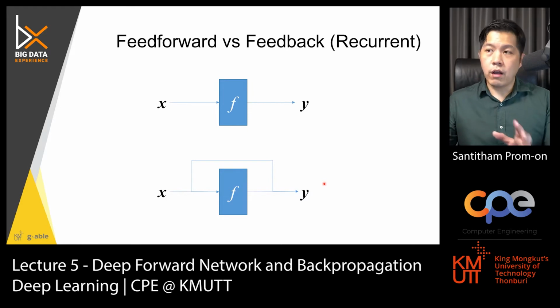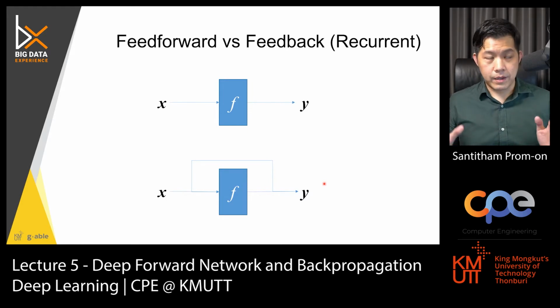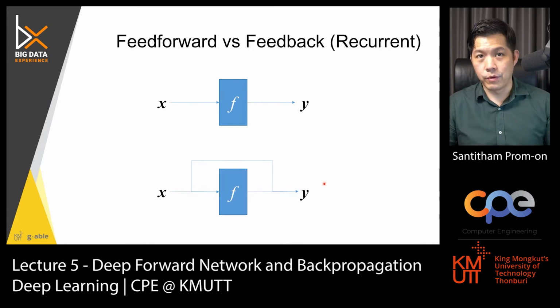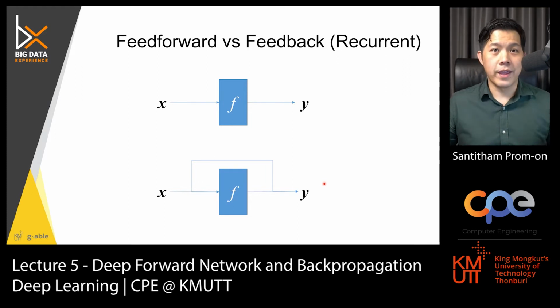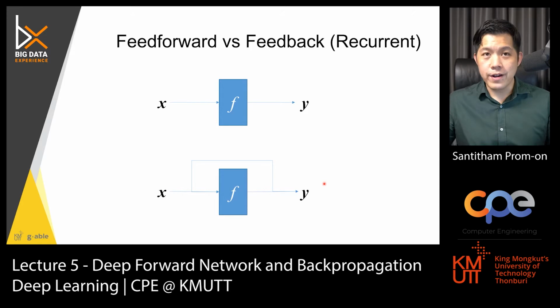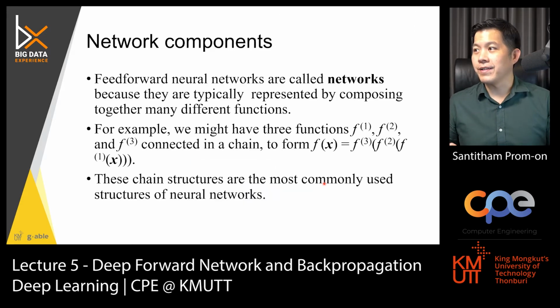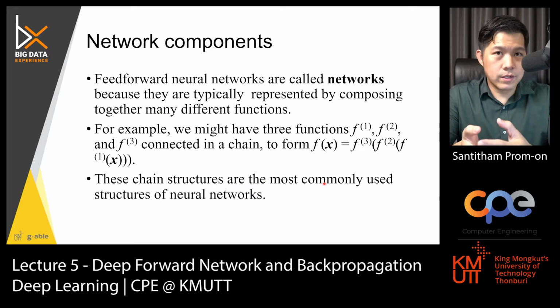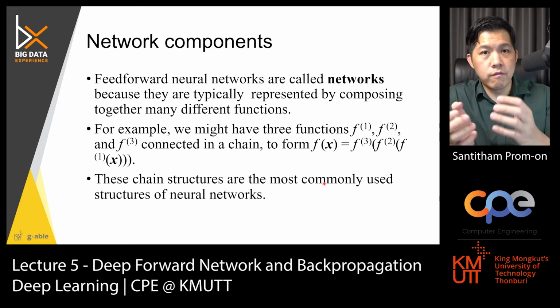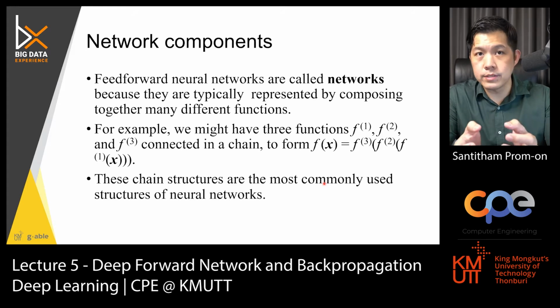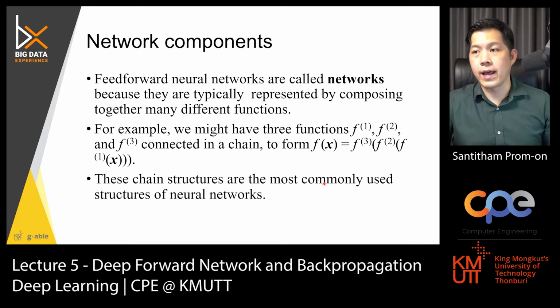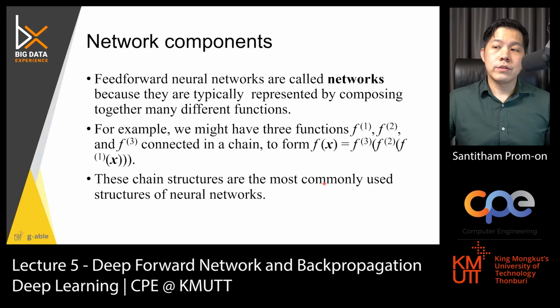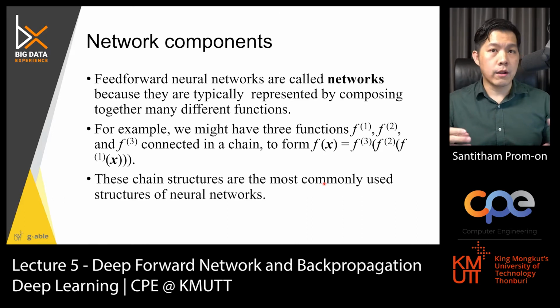When we talk about a network, obviously it must have multiple nodes, multiple entities that connect to one another. That's why it is called a network. The feedforward neural network is called a network because it is composed of many functions, many models that interconnect with one another. So you can think of it as a chain of models.